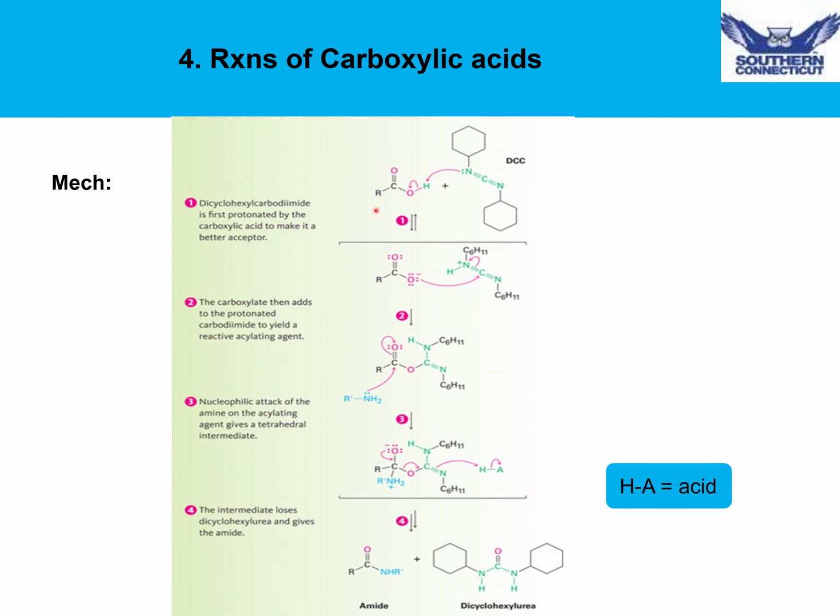Here is a look at the mechanism for the DCC promoted reaction between carboxylic acids and amines. It starts off with the nitrogen on the DCC deprotonating a carboxylic acid, giving you the conjugate base, which is now more nucleophilic and able to attack this carbon of the protonated DCC, breaking the double bond here. Now they're joined together in the next intermediate.